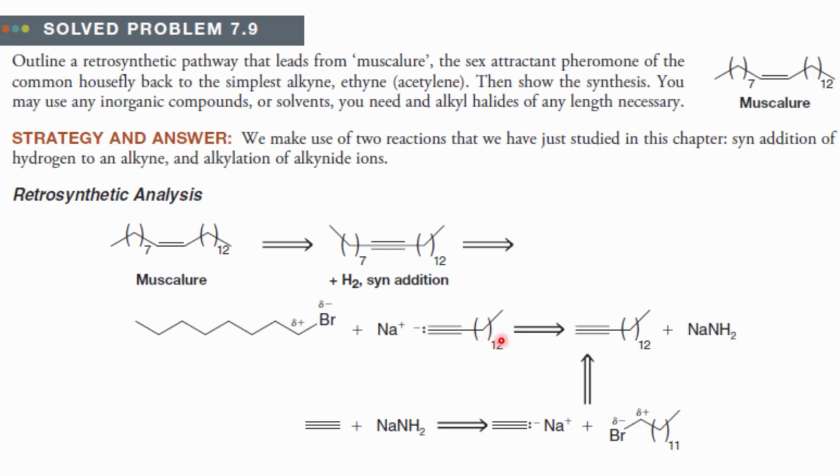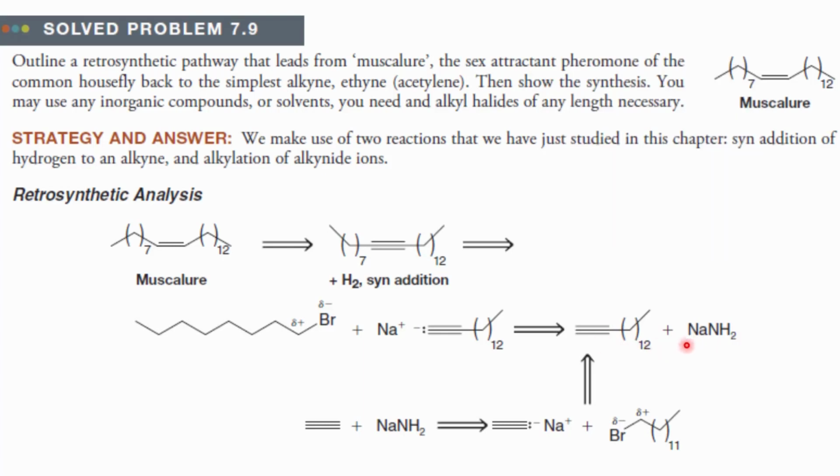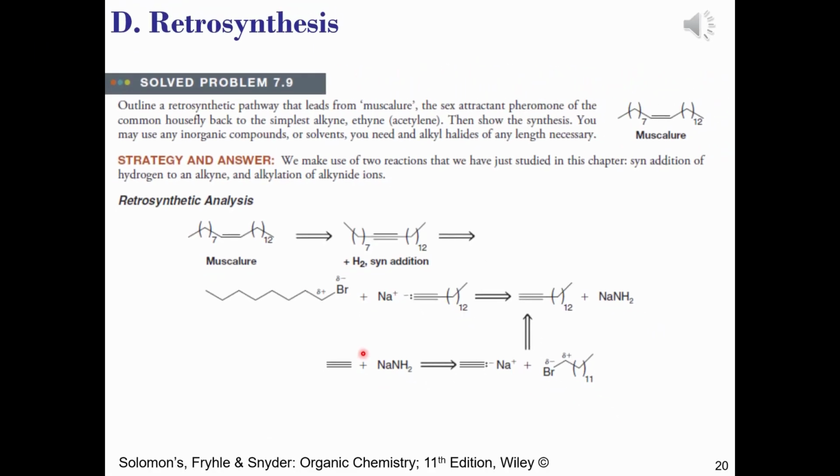However, we're not at the desired starting material, acetylene, but we're close. The sodium alkanide salt would not be readily available, and so we would need to convert this to the corresponding alkyne. So we have our next functional group conversion. The alkyne that we now have can be severed again, and this would yield a second acetylide anion and a 12 carbon alkyl halide. Lastly, the acetylide anion would have come from acetylene or ethyne. This is what a multi-step retrosynthetic strategy looks like.